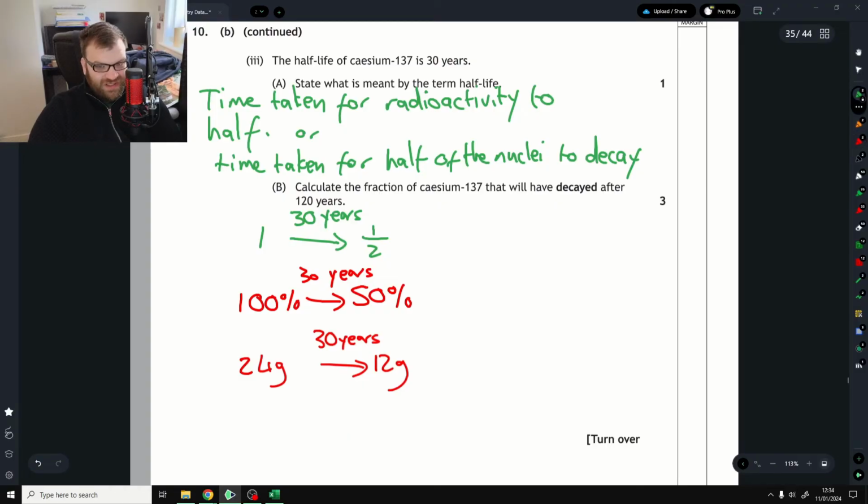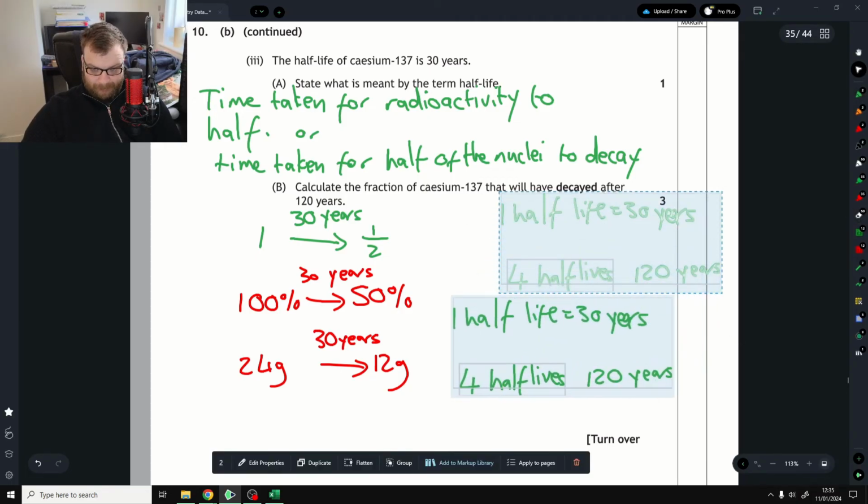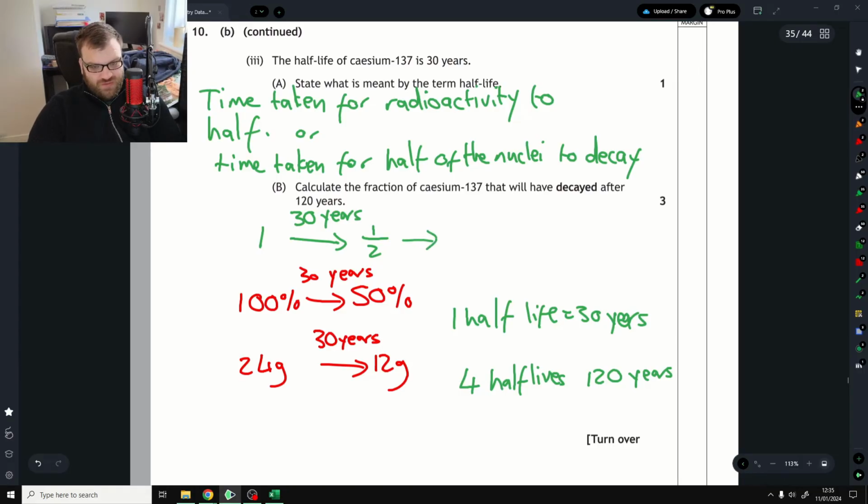Now, back to our actual question. We are told that one half-life equaled 30 years. And they're asking us about 120 years. 4 half-lives. 4 times 30 gives you 120. What this means is we need to do the halving 4 times. So after one half-life, it would be a half, then a quarter, then 1/8, and then the 4th halving would bring it down to 1/16, and it's 1/16 that's left.